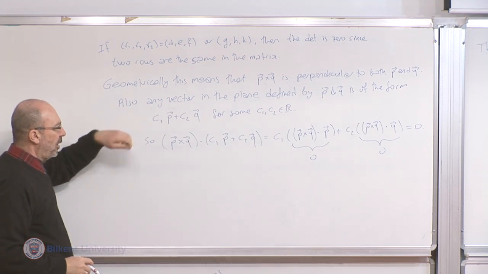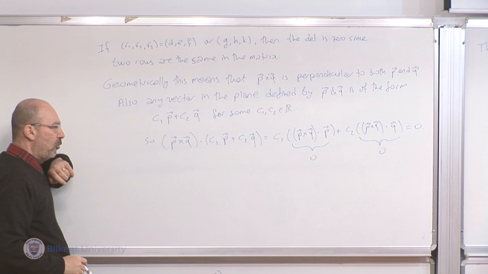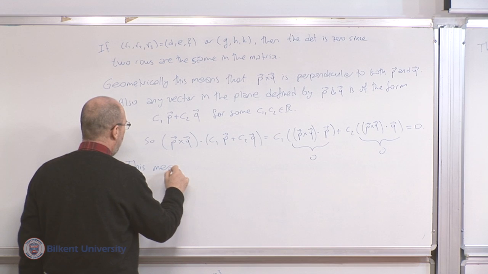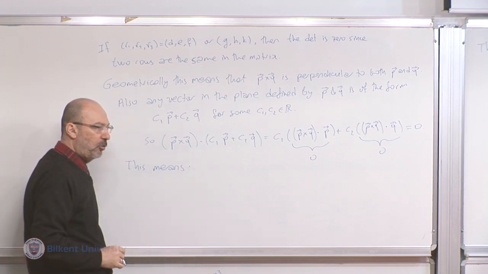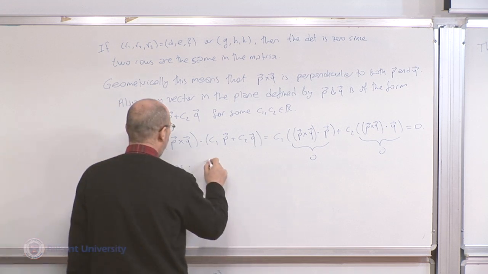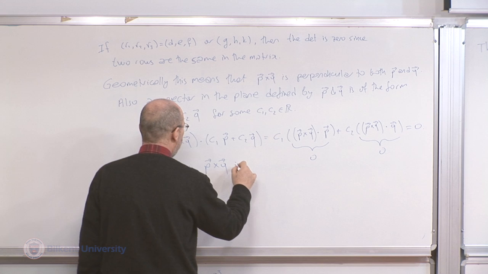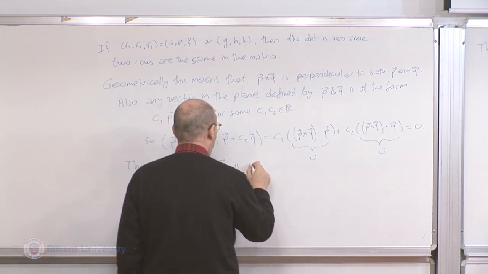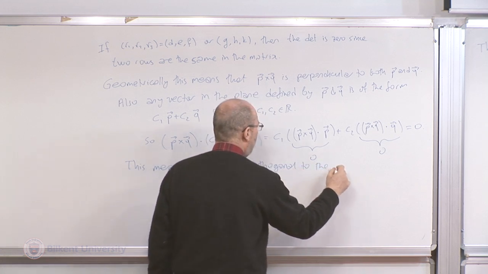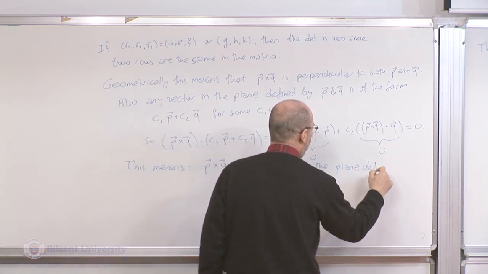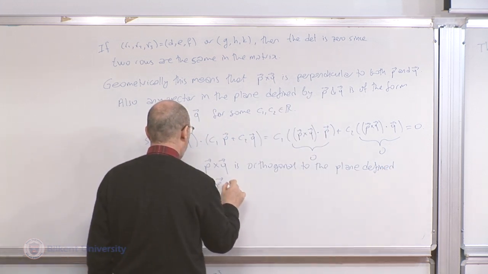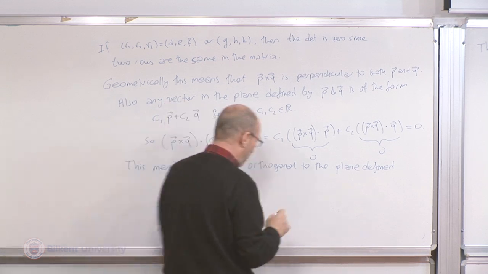Okay, so algebraically we multiply things, we get the sum of two zeros. Geometrically, this means, and this is the part that we are going to use when we write equations of lines and planes, P cross Q is, now we use the technical term, orthogonal to the plane defined by P and Q.